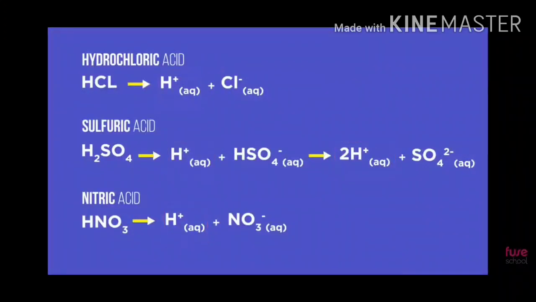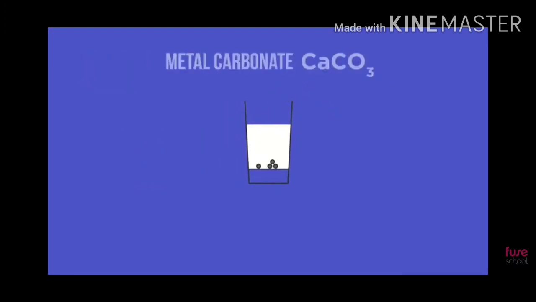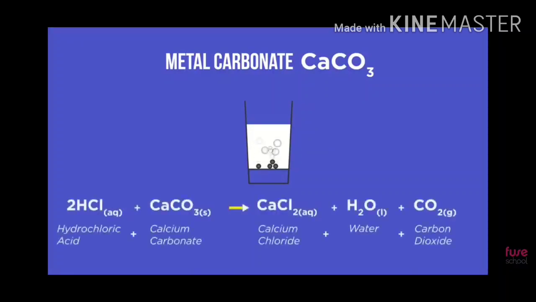Now see, they give rise to Cl minus, SO4 2 minus, and NO3 minus. The anions that are generated are different. Now, if we take a little bit of metal carbonate into the acids, bubbles will come out, an odorless gas will come out, and that is nothing but carbon dioxide. So when HCl reacts with calcium carbonate, it gives calcium chloride, carbon dioxide and water.